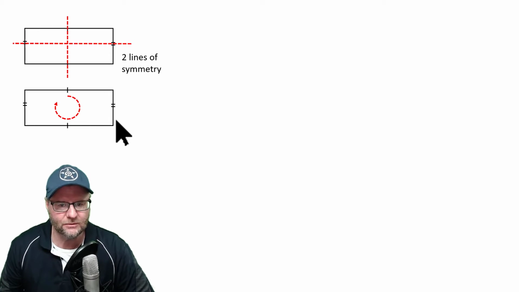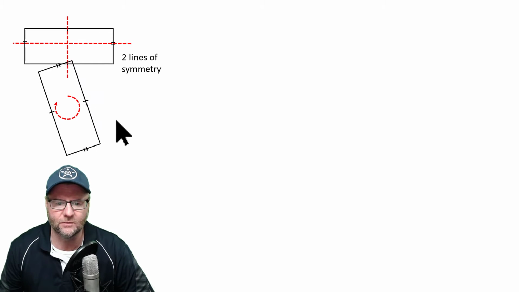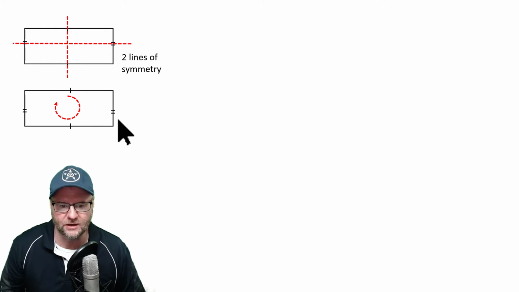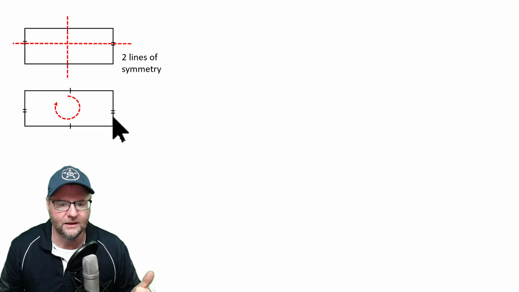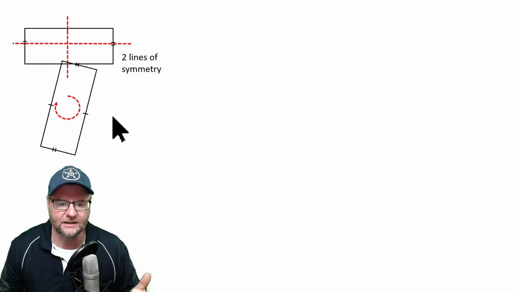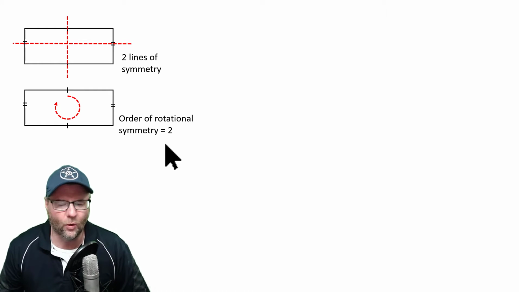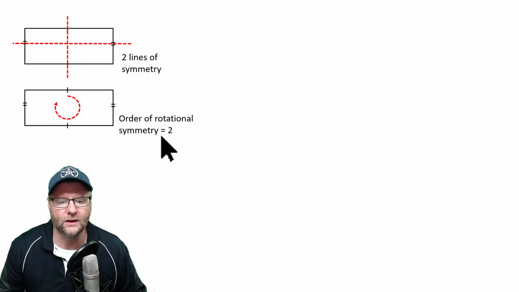So let's do it. Let's start to rotate my rectangle. If I rotate it once, I can see there it looks exactly the same, but we haven't rotated it all the way around yet. So that's one. And if I go back to where I started now, that's two. So twice it looks the same. So I say it has an order of rotational symmetry of two. So twice it looks identical when I do one full revolution.